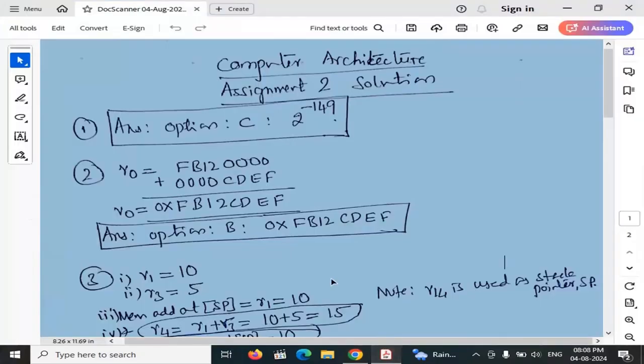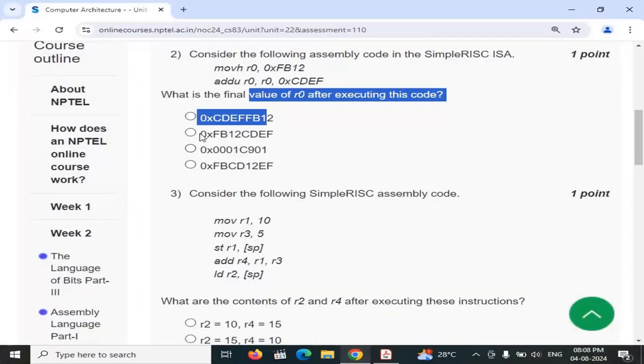The higher word becomes 4 zeros, and we add these two numbers. This second number is the immediate number. So if you add these two hexadecimal numbers, it becomes FB12 CDE. FB12 CDE is the answer for the second question. So the answer is option B, 0x FB12 CDEF.